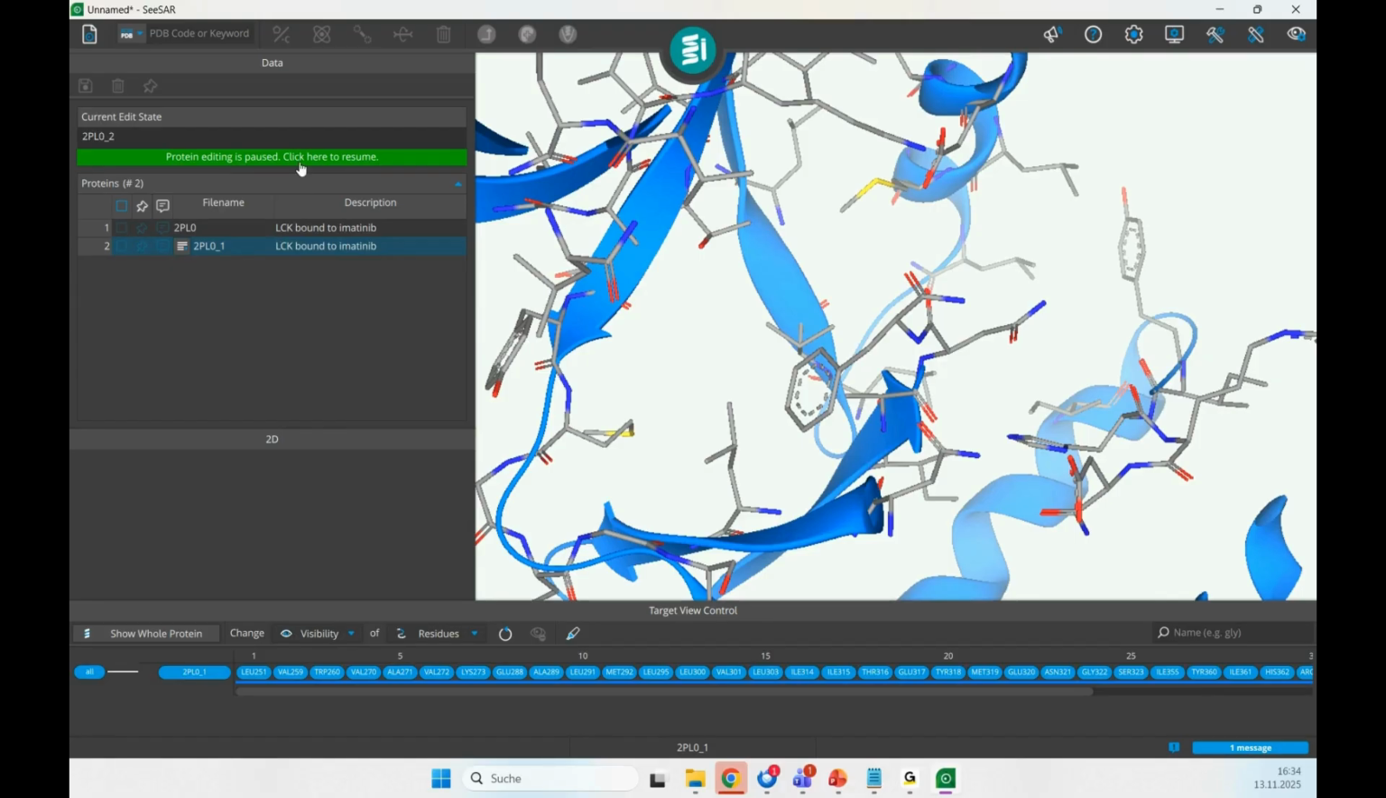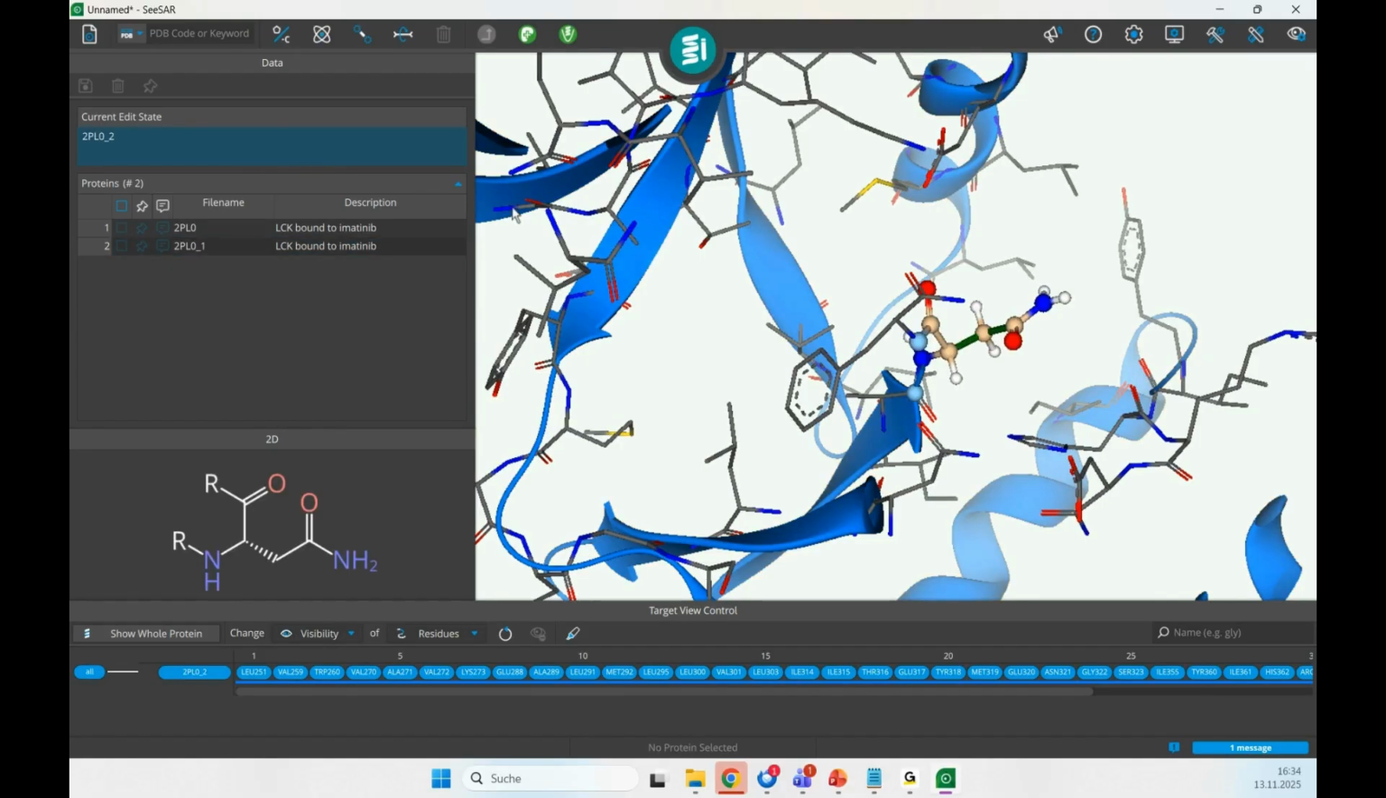Since we are already here, I'm asking myself, well, what effect does my modification have? So I'd like to do an energy minimization. For this, we have a collaboration running with YASARA.